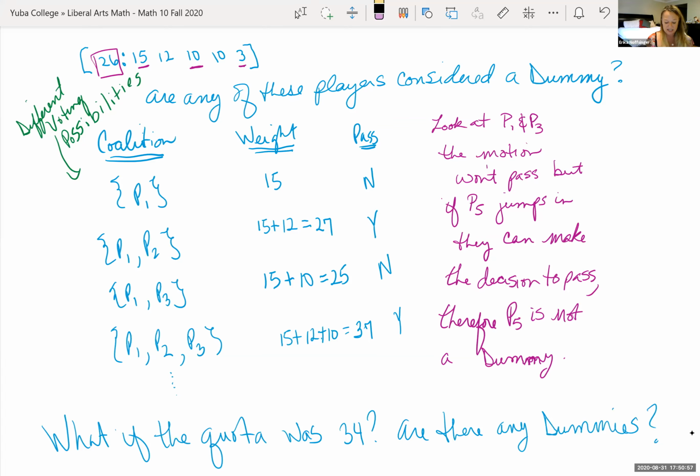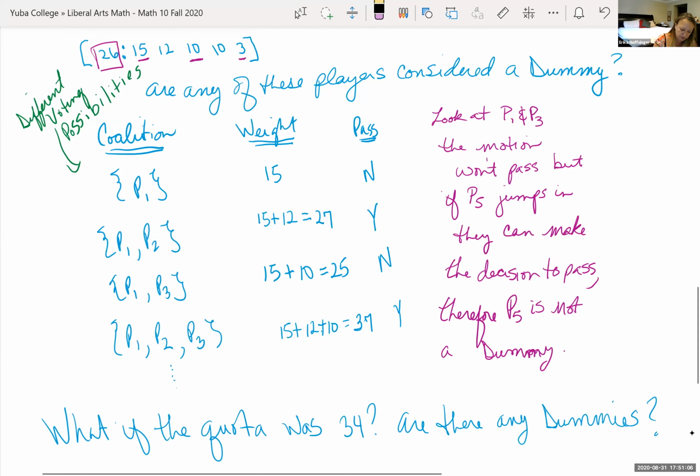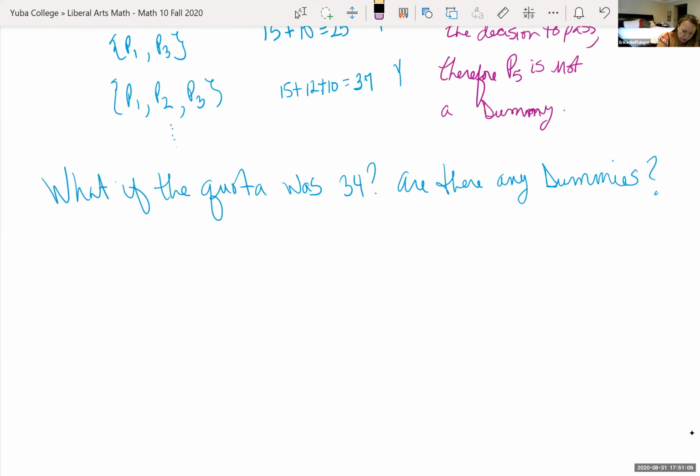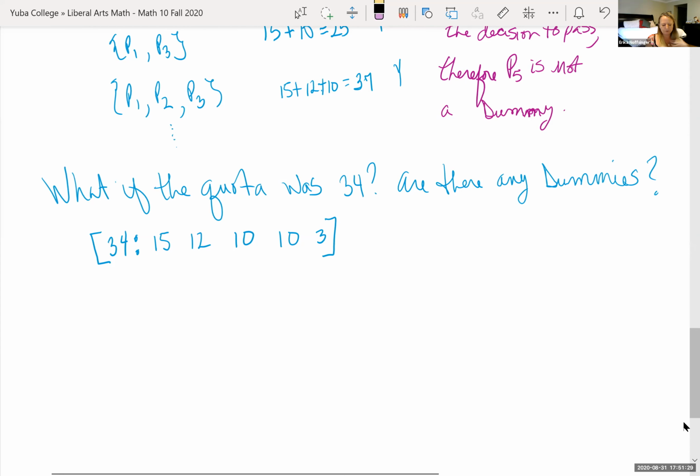Okay, so if anyone's going to be a dummy, at least the last person would be a dummy, and then we can go through. And so let me just write down this notation. So we're looking at quota of 34. Our first player had 15 weight, second was 12, 10, 10, and 3. So again, nobody can pass this by themselves. If so, they actually are called a dictator. Let's look at this. So actually, they also have to be one of the people that can pass it. So let's look at this.